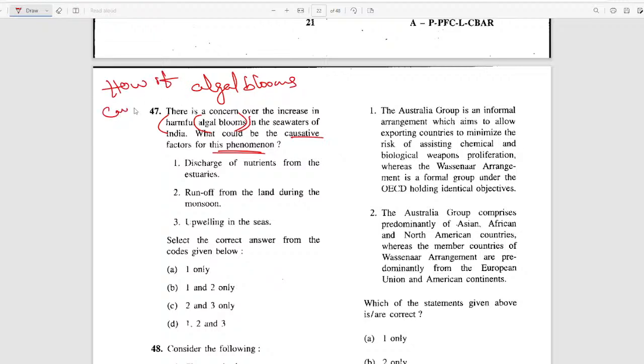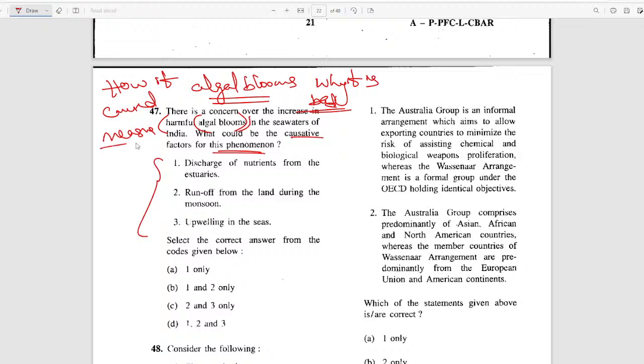How it is caused, if there are any measures for it, and how is it destructive, why it is bad, at least go through this, and what are the kinds of algal blooms that are there. If you go through this, you would cover it entirely. What is the algal bloom, how it is caused, why it is bad, and what are the effects of algal blooms. That you have to understand.